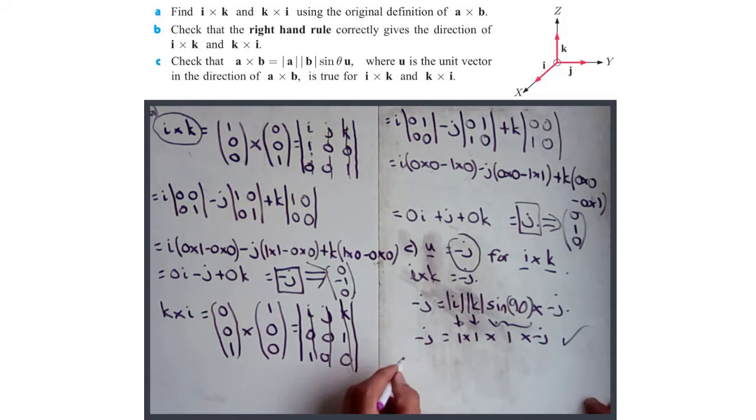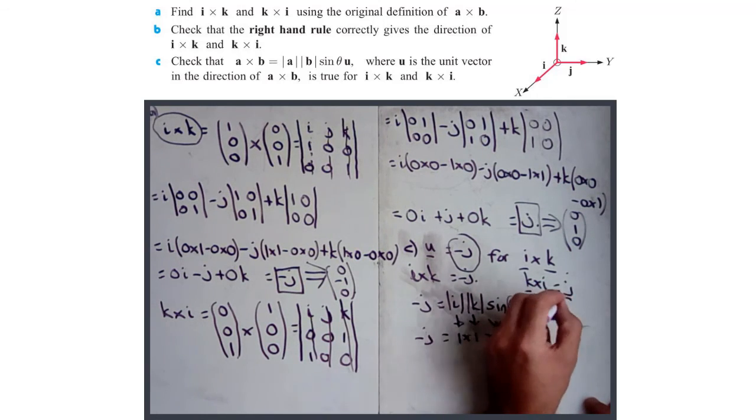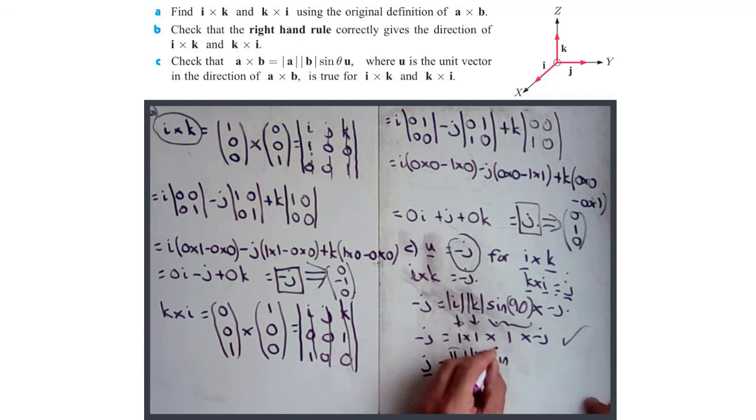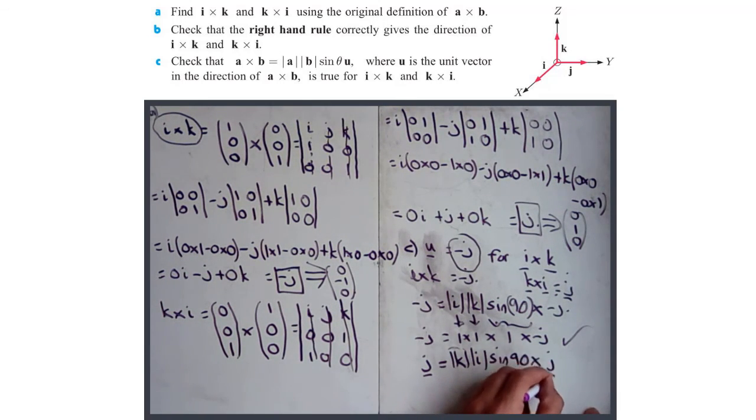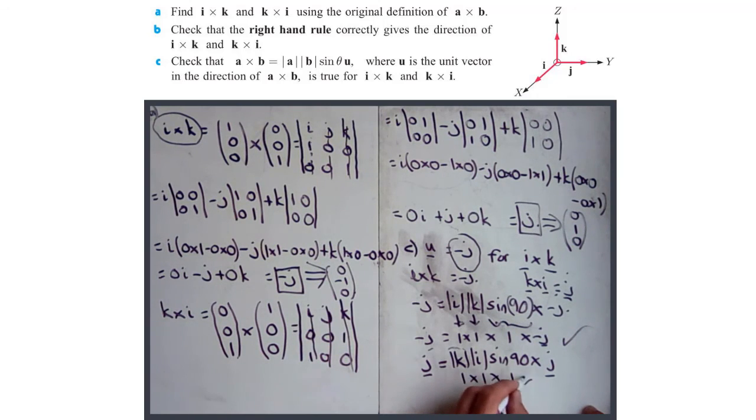If we do the same for K cross I, we know from our calculations that K cross I equaled positive j. Does positive j equal the modulus of K times the modulus of I times sine of the angle between them, which is still 90, times the unit vector in the direction of K cross I, which was just positive j? So is that true? Well, you have 1 times 1 times 1 times j. Does that equal j? Yes, it does.